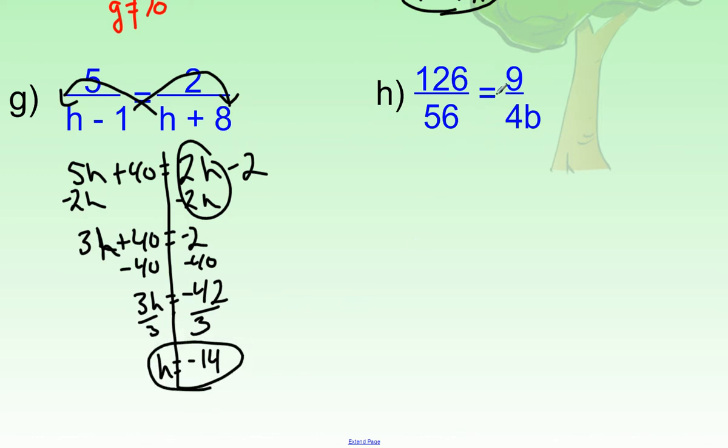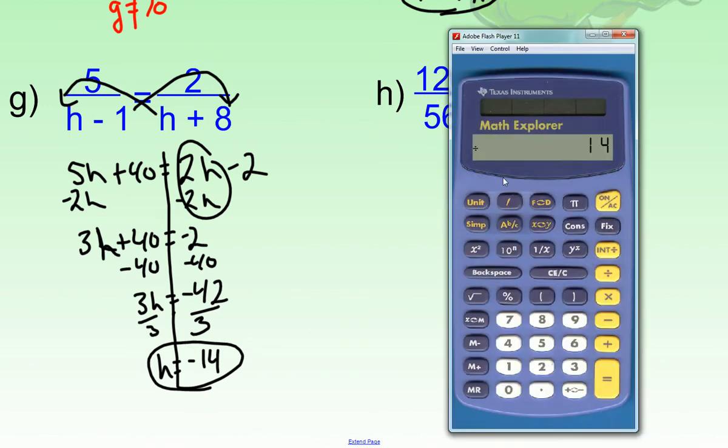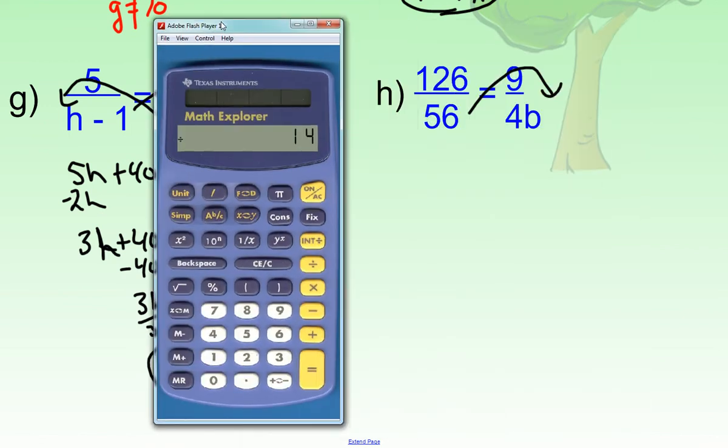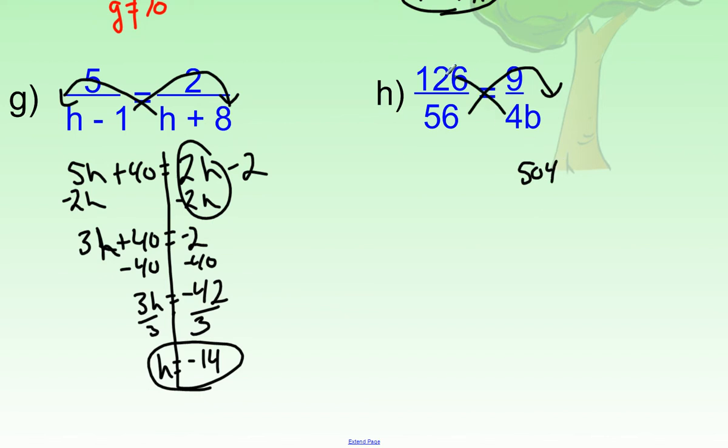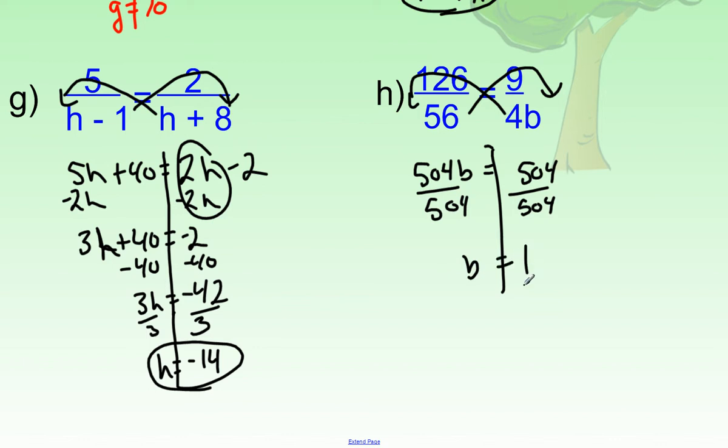Lastly, letter H. Let's see, 56 times 9. I do not know that off the top of my head. 56 times 9 is 504. 4 times 126b gives me 504b. That one I can do in my head. Divide both sides by 504. So we're solving the equation. B equals 1. And we're done.